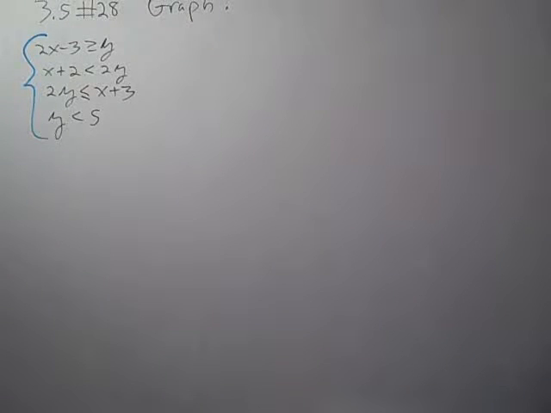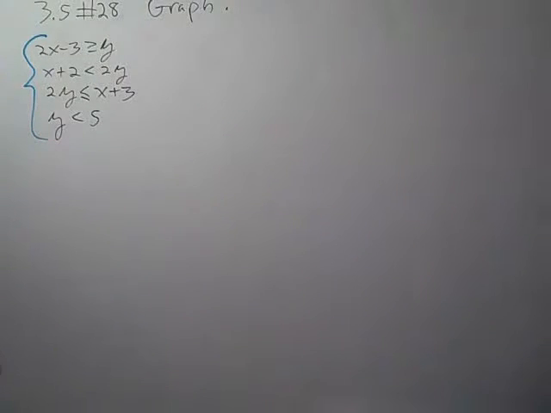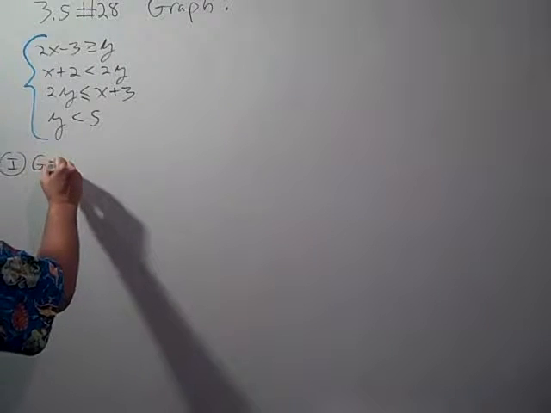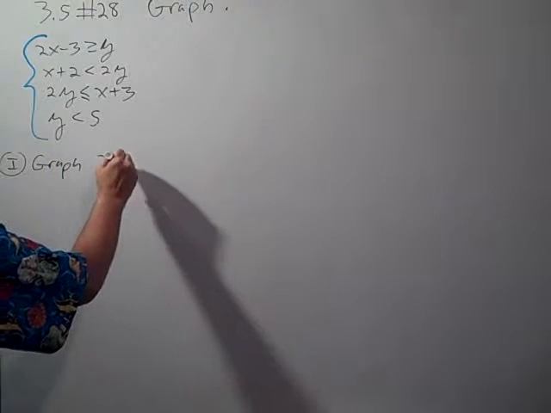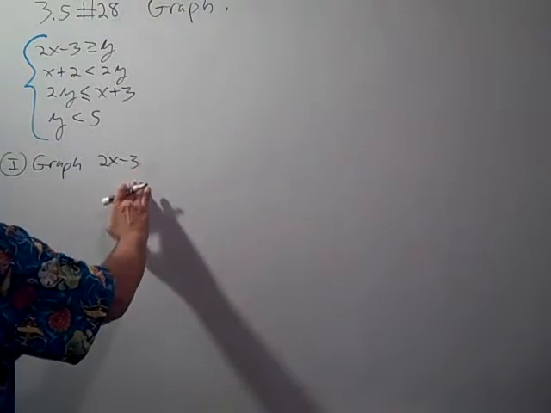Okay, we're given this system of linear inequalities and asked to graph the solution set. So we have to graph each linear inequality separately and look where they all overlap. So starting with the first one, we first graph the line 2x minus 3 equals y.